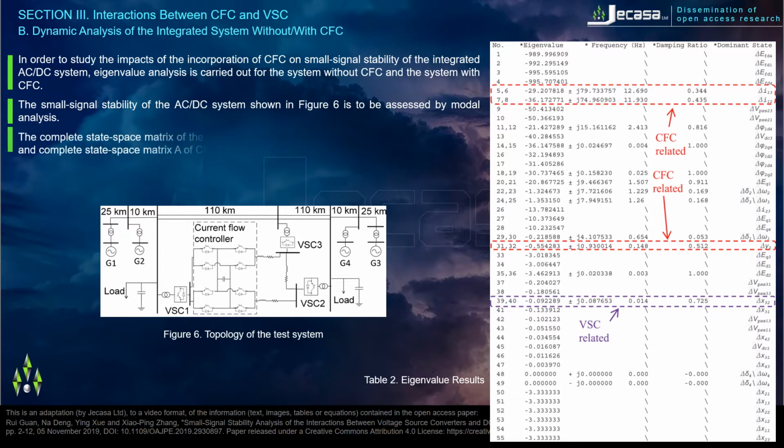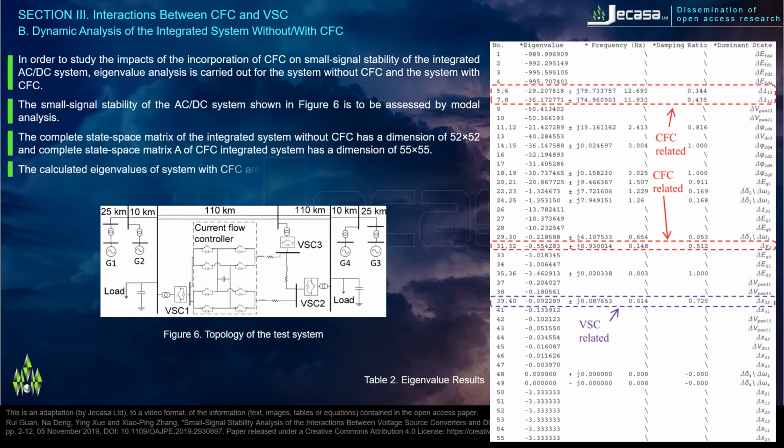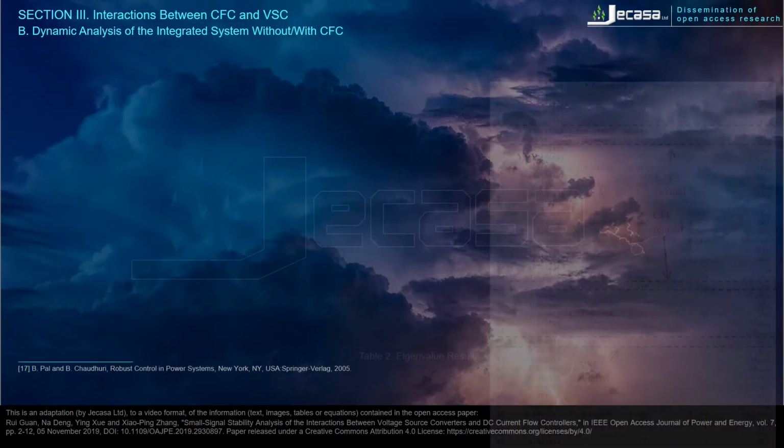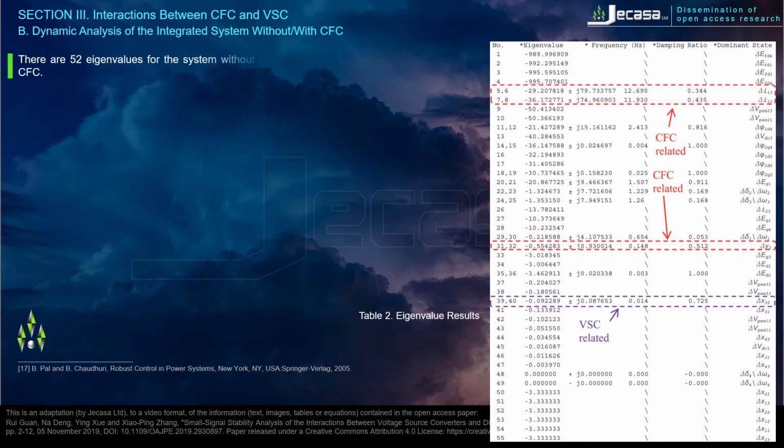The complete state space matrix of the integrated system without CFC has a dimension of 52×52, and the complete state space matrix A of the CFC integrated system has a dimension of 55×55. The calculated eigenvalues of the system with CFC are given in Table 2. There are 52 eigenvalues for the system without CFC and 55 eigenvalues for the system with CFC.